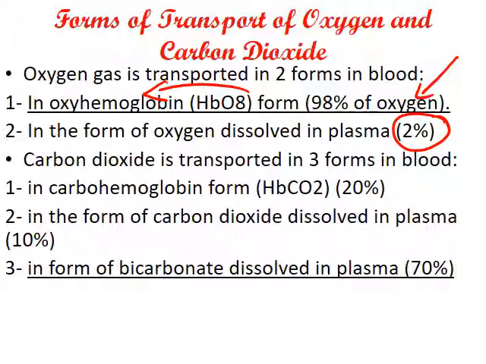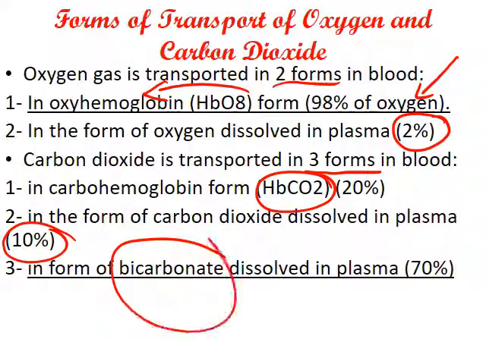While oxygen is transported in two forms, carbon dioxide is transported in three forms. First, carbohemoglobin, HbCO2. Second, in the form of carbon dioxide dissolved in plasma, only 10%. Most of the carbon dioxide is transported in the form of bicarbonate dissolved in plasma, 70%.